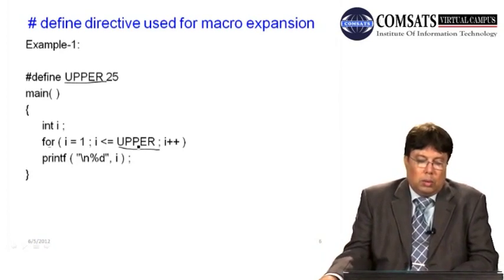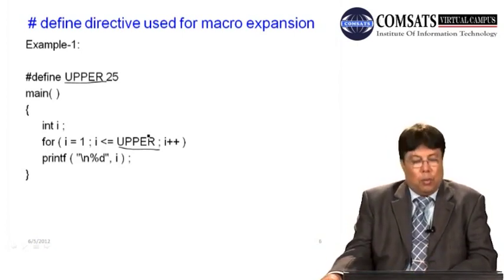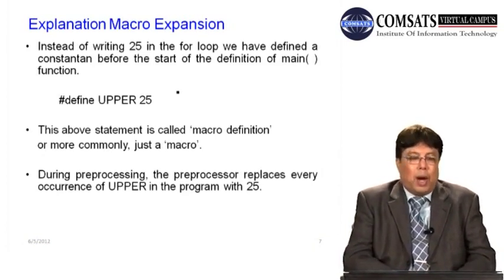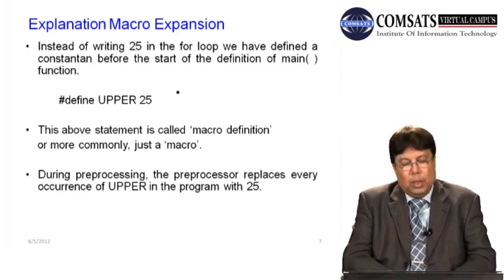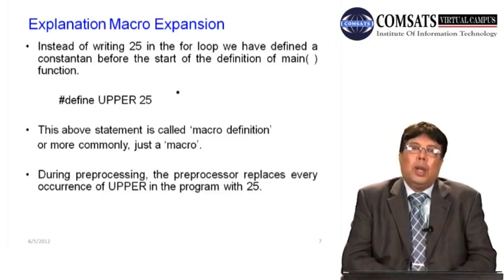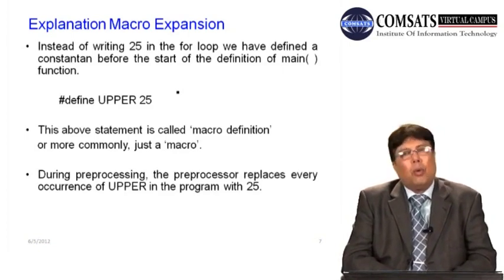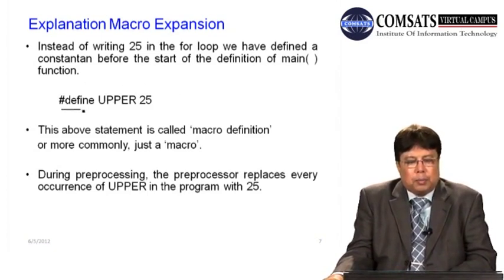Okay, so what is the advantage? I could have used 25 here, but there must be some advantages that we will discuss in a few minutes, that is why I have defined this upper here. Instead of writing 25 in the loop, we have defined a constant before the start of the definition of the main function. As I said, we can define it in the beginning. We can define it anywhere before we want to use it. So in the beginning we have used the command define upper 25.